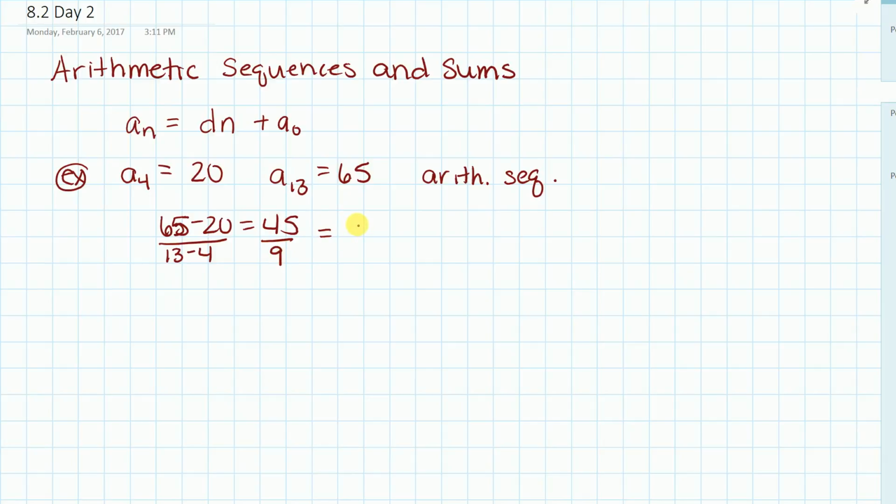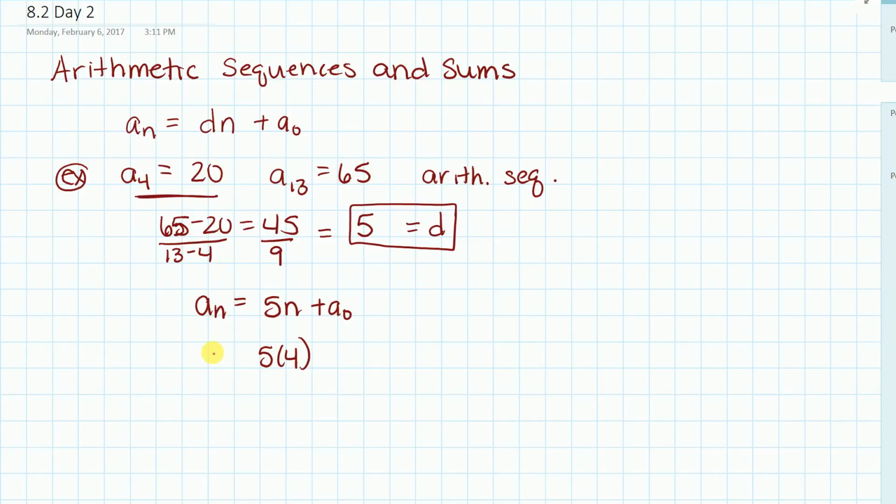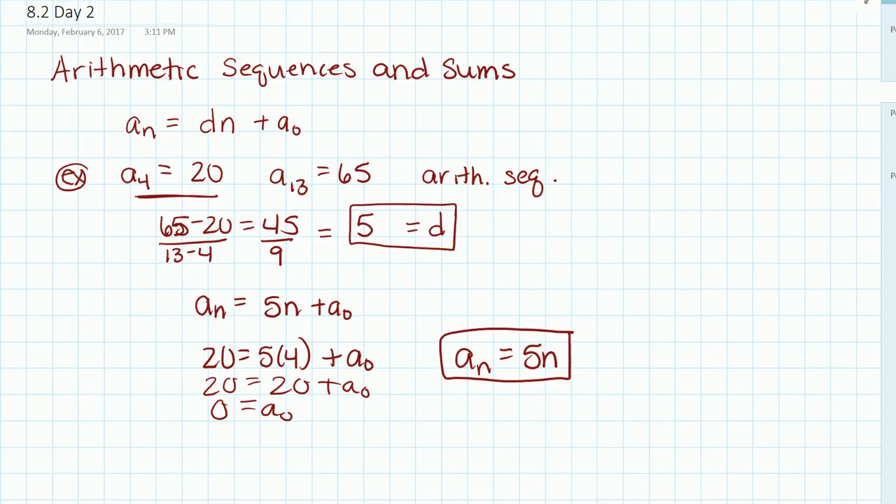So 45 over 9 gives us 5. So every time we go up by 5. So that's our d. So we know a sub n is equal to 5n plus a naught. To get a naught, I know that if I put in a 4 for my n, my answer should be 20. So this is how you solve for a sub 0. We end up with 20 equals 20 plus a naught, so if you subtract the 20 over, you figure out a naught is 0. So we end up with a sub n equals 5n plus 0, but I don't need to write that.